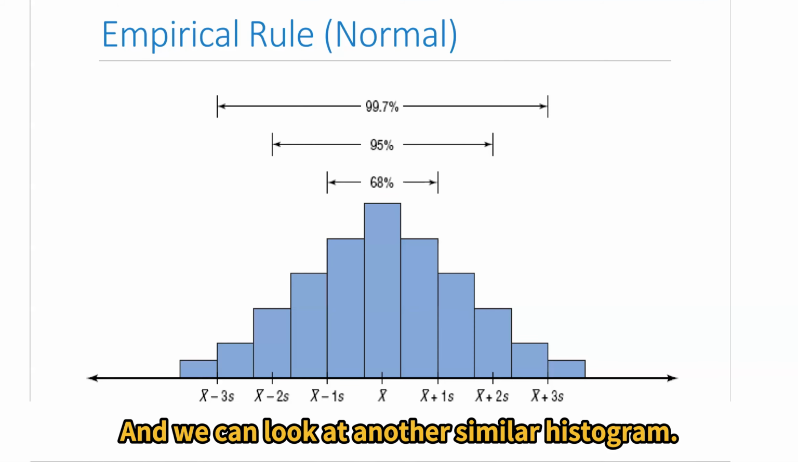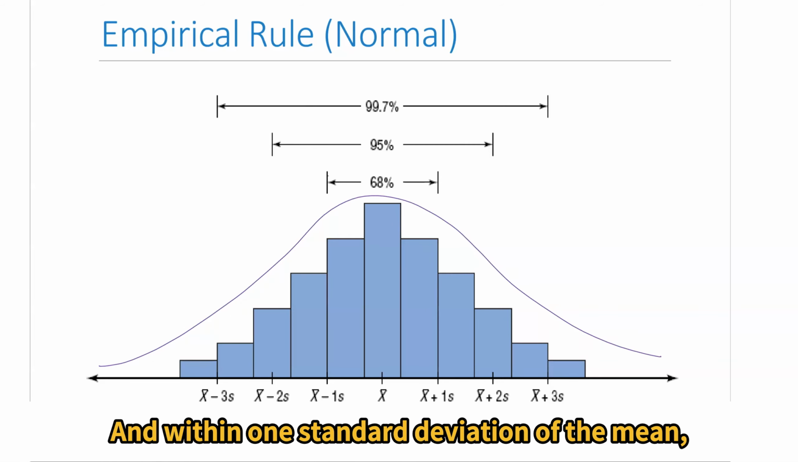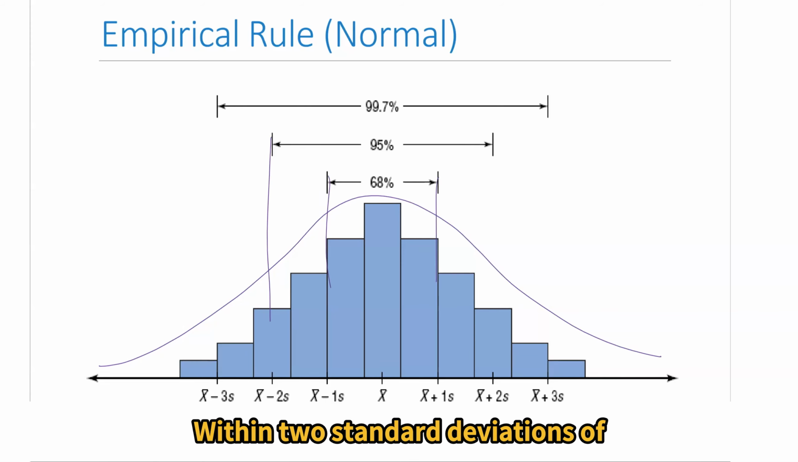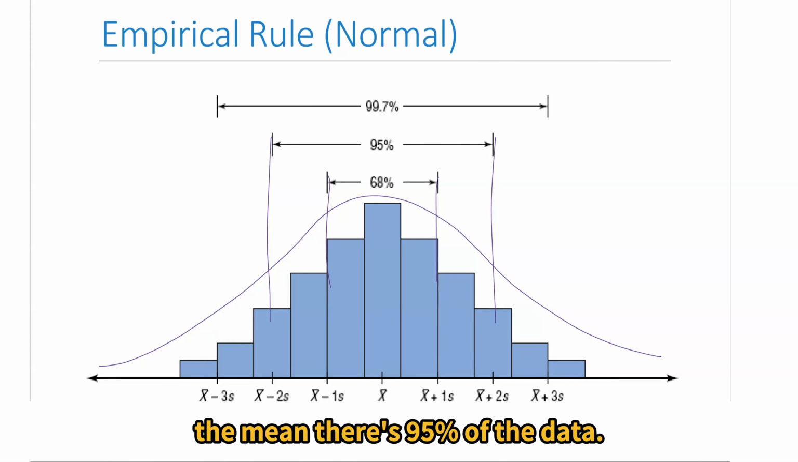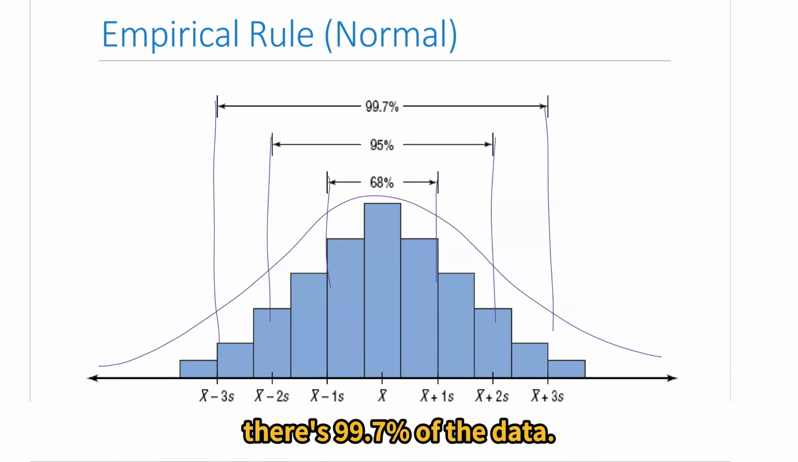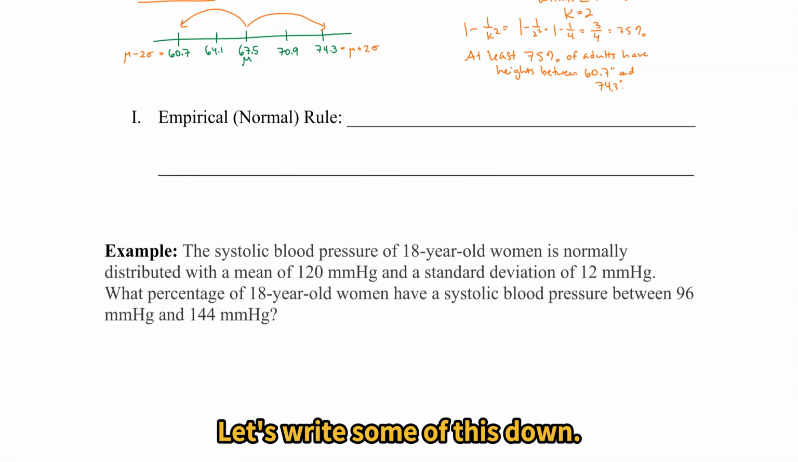And we can look at another similar histogram. Here we have that bell-shaped distribution again. And within 1 standard deviation of the mean, there's 68% of the data. Within 2 standard deviations of the mean, there's 95% of the data. And within 3 standard deviations of the mean, there's 99.7% of the data. Sometimes this is called the 68, 95, 99.7 rule to help remember those numbers. Let's write some of this down.